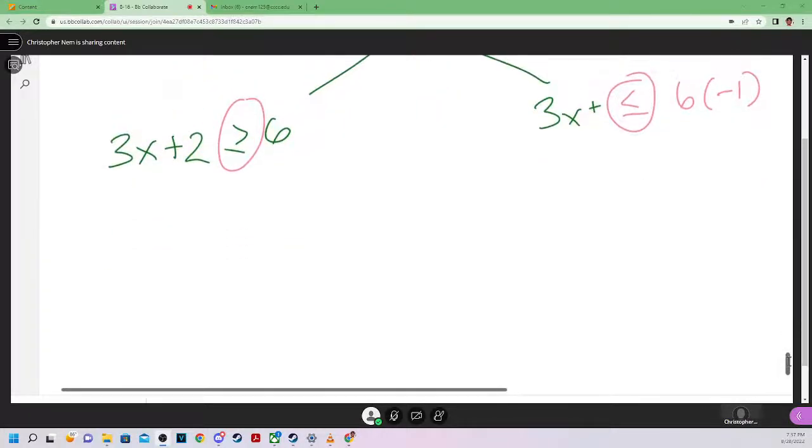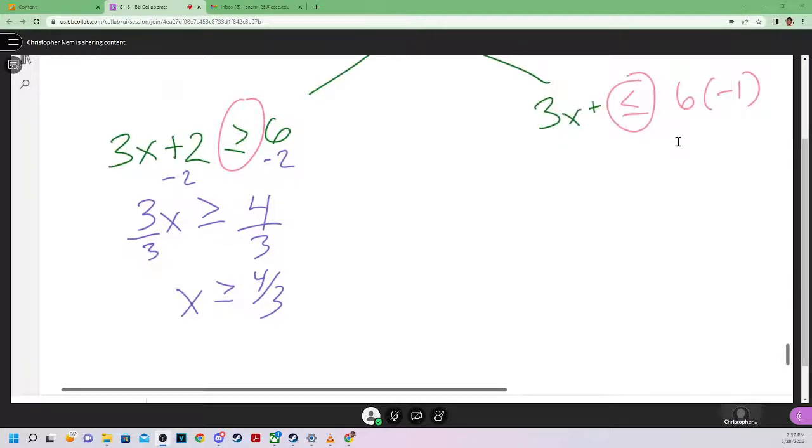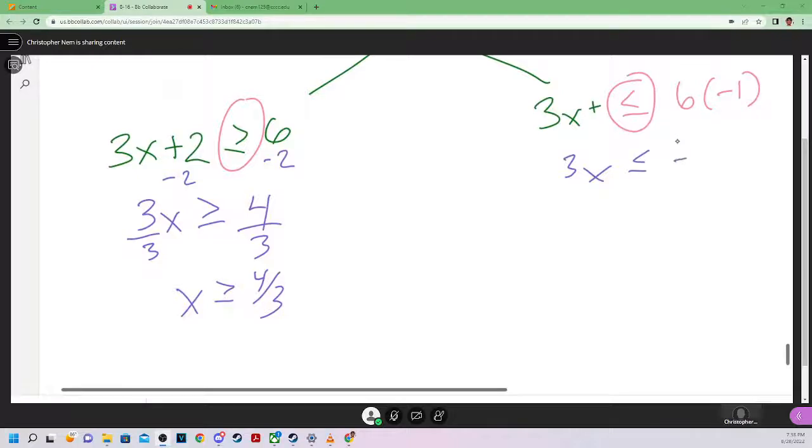Let's solve it out. So we have 3x, I can subtract 2 from both sides, is greater than or equal to 4. And if I divide by 3, this is the positive 3, I have x is greater than or equal to 4/3. All right, 4/3. And if I do the other one, I get 3x is less than or equal to -6. Divide both sides by 3.